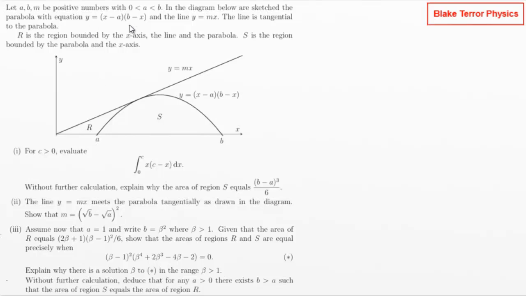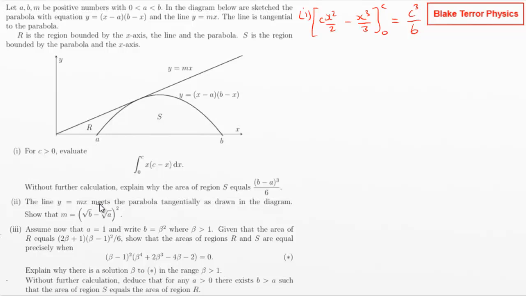Right, so everything's on the picture, so we don't need any of that at all. Part 1 for C is... oh, okay, the upper limit of the integral. For C greater than 0, evaluate this integral. This is just standard stuff then. So we're going to have cx squared over 2, and then minus x cubed over 3. Between C and 0, we don't have to worry about the 0, so we're going to have half of c cubed minus a third of c cubed, so that's c cubed over 6.